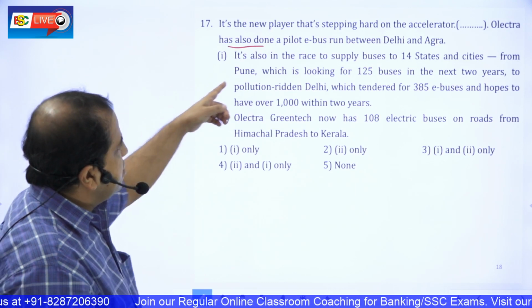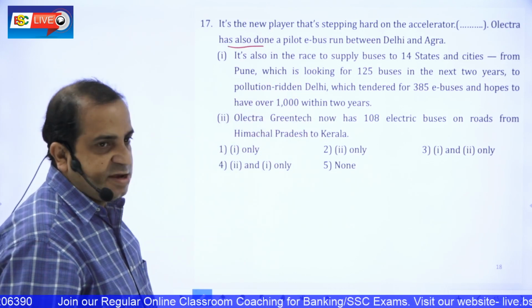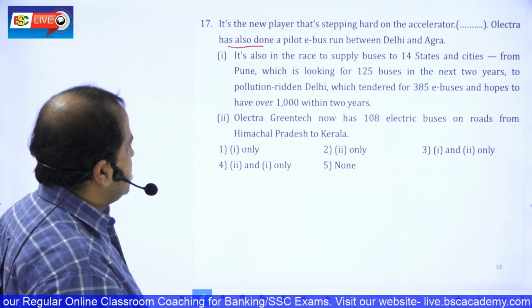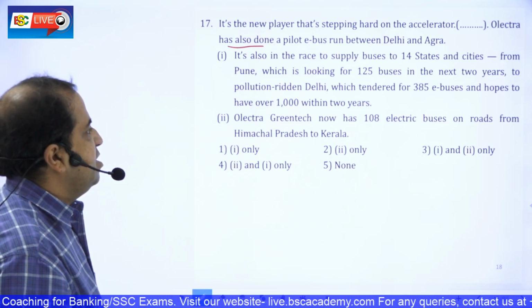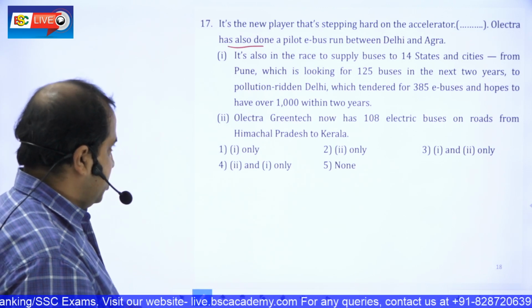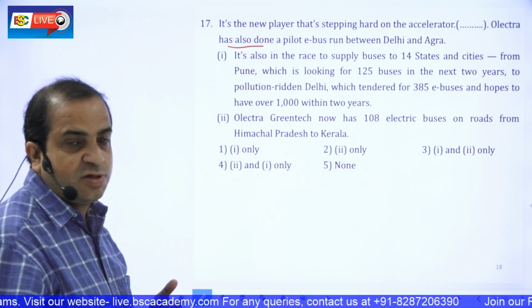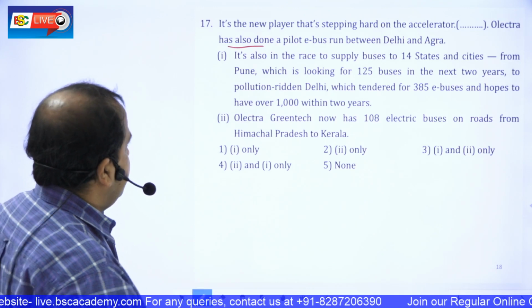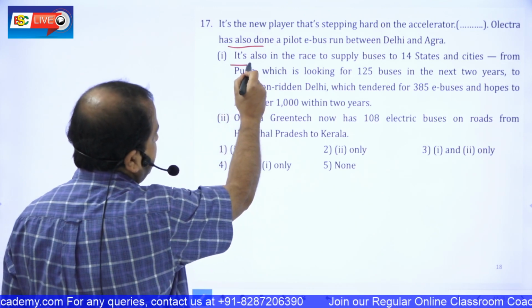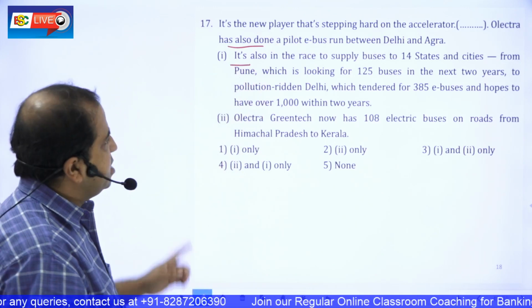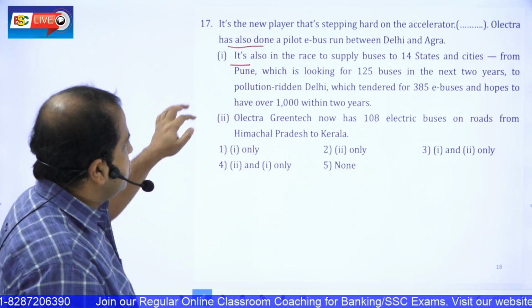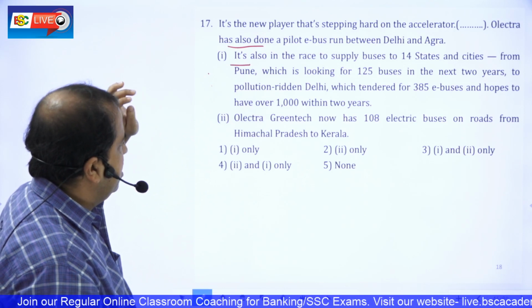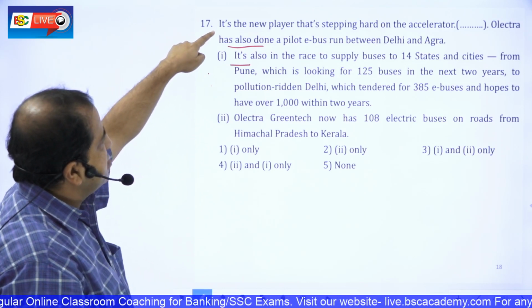It's also in the race to supply buses to 14 states and cities, from Pune, which is looking for 125 buses in the next 2 years, to pollution-ridden Delhi, which tendered for 385 e-buses and hopes to have over 1,000 within 2 years. अब ये it's also in the race. ये it personal pronoun है. It is also in the race. मतलब someone is also in the race. Who is that someone? तो ये sentence शुरू में तो नहीं आ सकता है, क्योंकि पहला तो introductory it था.